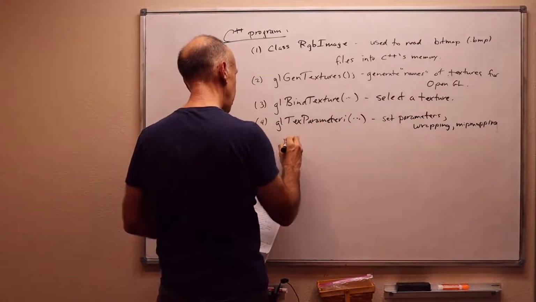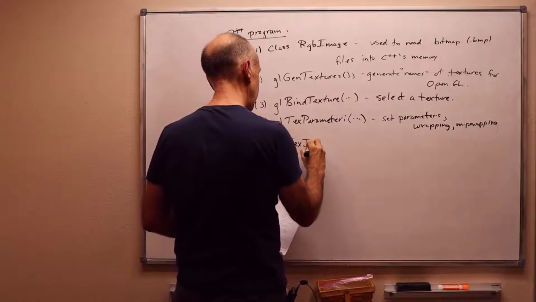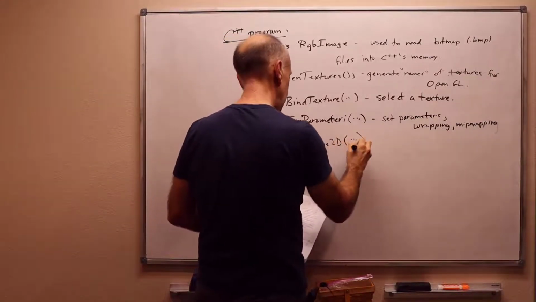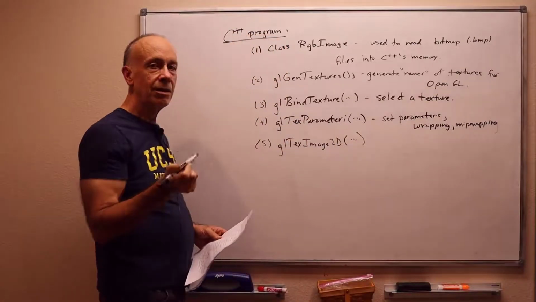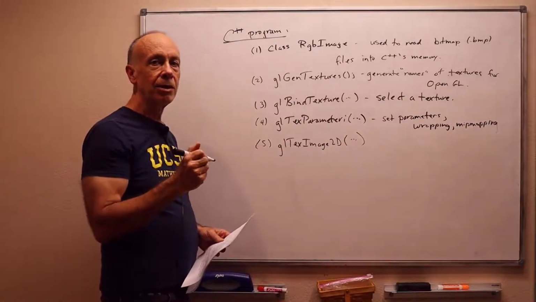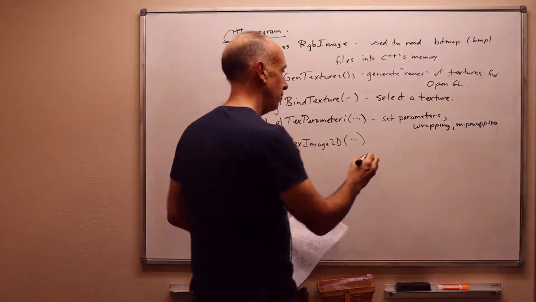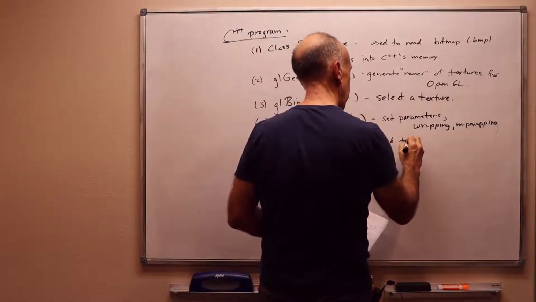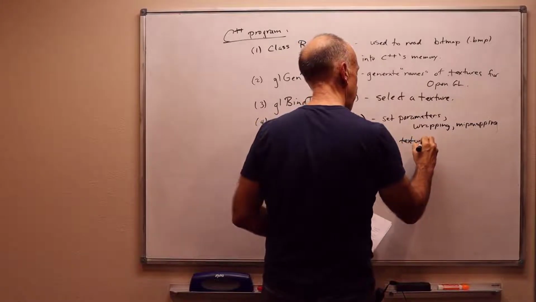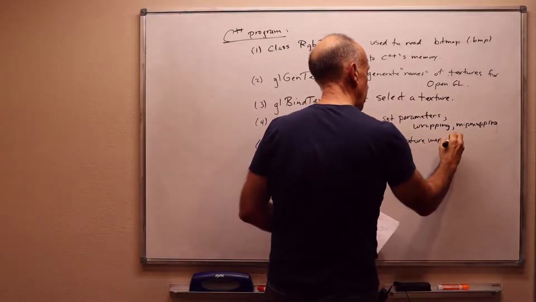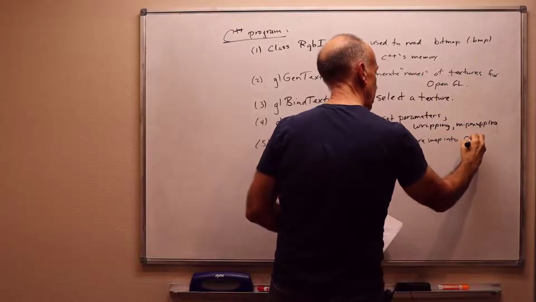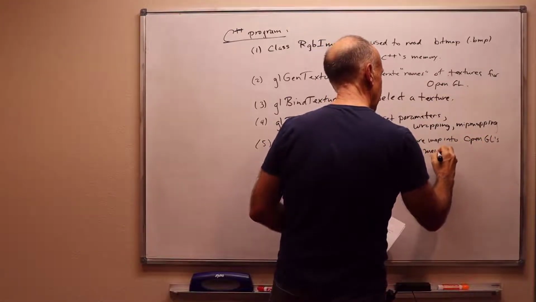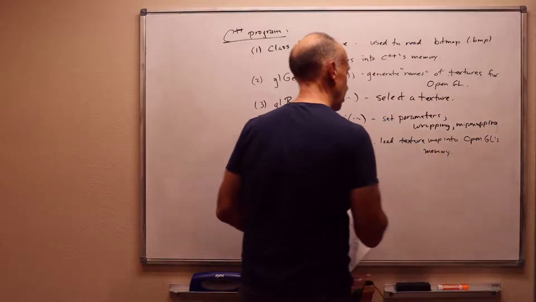There's glTexImage2D. This is used to load texture data from C++'s memory into OpenGL's memory. So we load a texture map into OpenGL's memory. In particular, OpenGL might go ahead and store this out on the GPU, on the graphics processing unit.